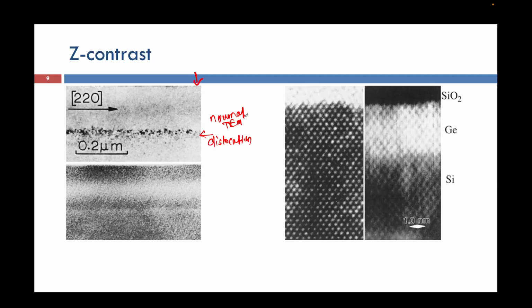So this is a normal TEM. When we do a normal TEM, we can see the dislocations are there, from here to here. However, we cannot say for sure what different types of material are there.